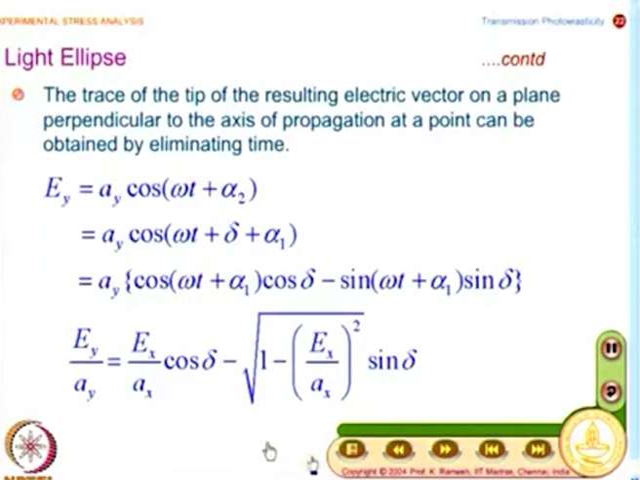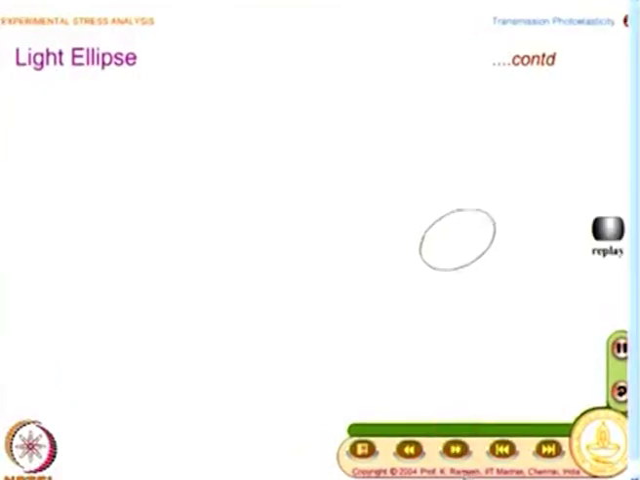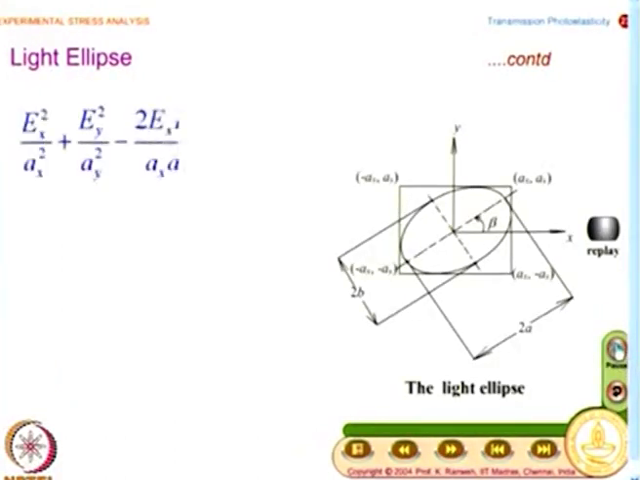Do that simplification, because if you do the simplification right in the class, when you revise the notes, whatever you have learned becomes very simple. This is a very simple exercise, and let us see what we get. So, I am going to get an expression like this. What I have is E x squared by A x squared plus E y squared by A y squared minus 2 E x E y divided by A x A y cos delta equal to sin squared delta.